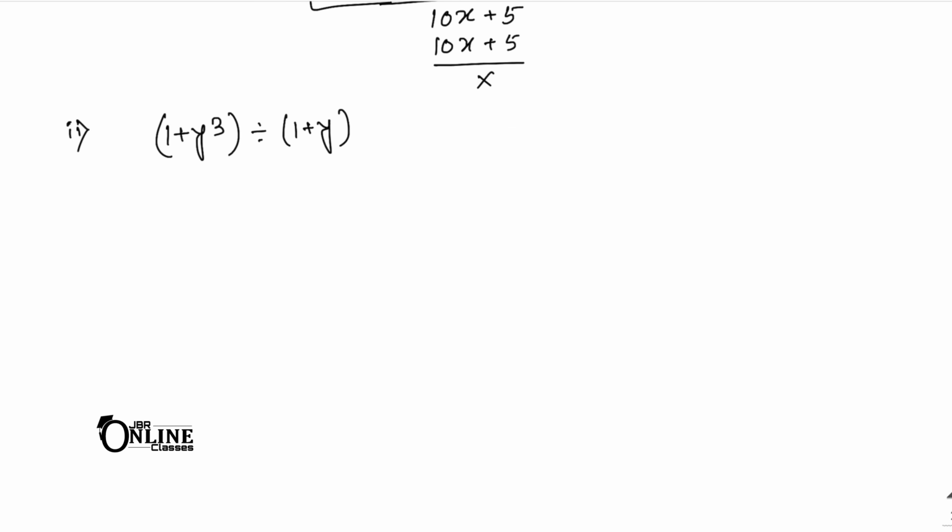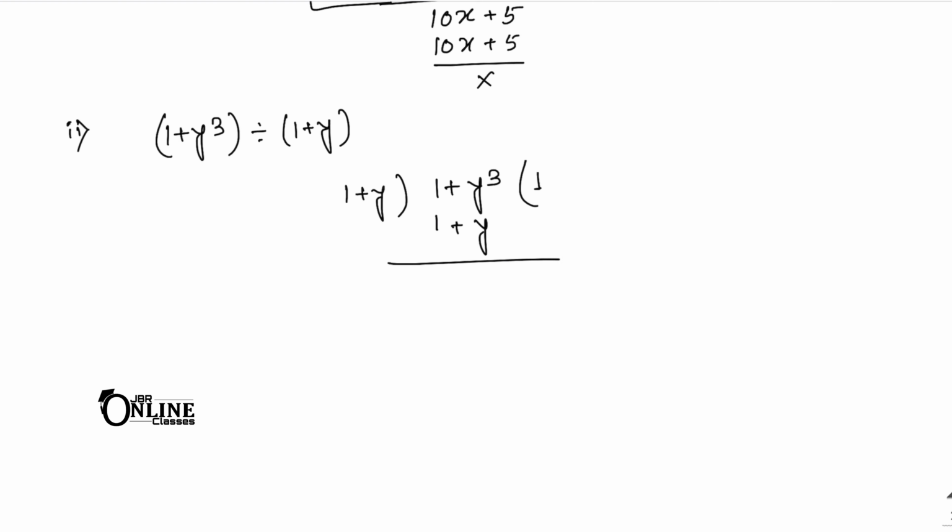Okay. Now the next one, you have 1 plus y as the divisor and 1 plus y cube. So first thing, as here 1 is common, first 1, so it will be 1 plus y. So now here minus minus, so 1 cancel out. Then here minus y, and then here plus y cube. Okay, minus y plus y cube.